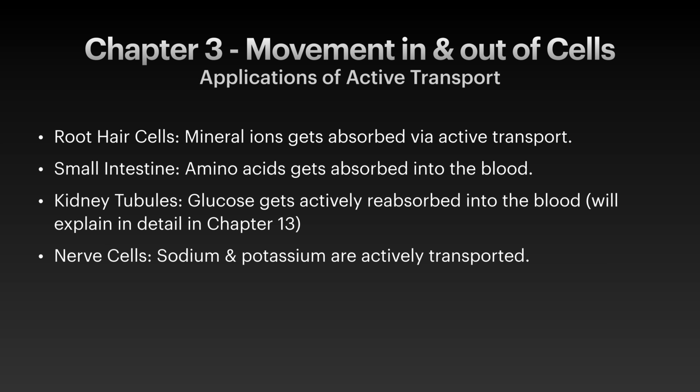In root hair cells, plants need to absorb mineral ions from the soil. Often, the concentration of these ions is higher inside the root hair cells than in the soil. Active transport allows the plant cells to absorb these ions against the concentration gradient. This is crucial for healthy plant growth.